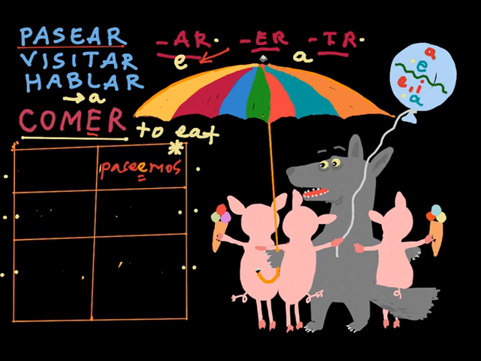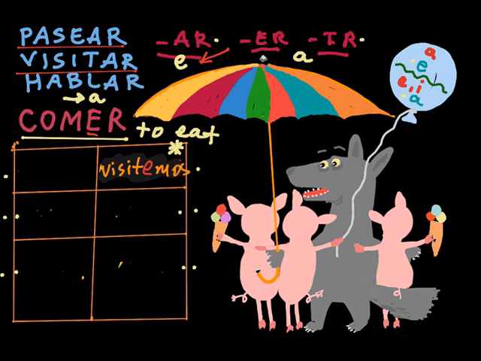Paseemos, why is it paseemos? Because that is the opposite vowel. For visitar, which means to visit, and pasear means to go for a walk. Visitar, you're going to use the opposite vowel, and it will be visitemos, right? Why did you put e?